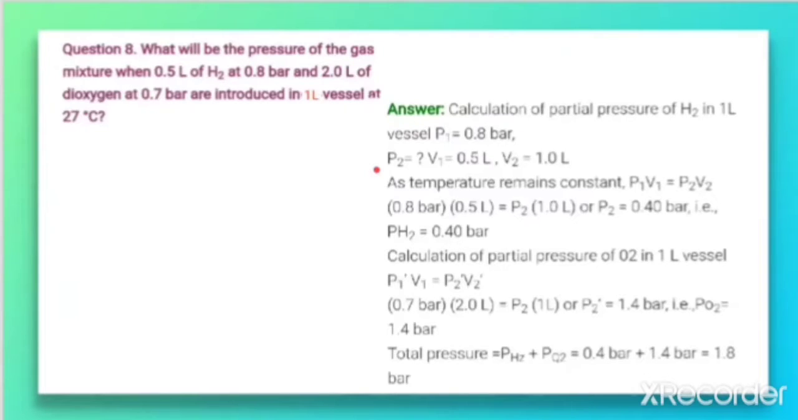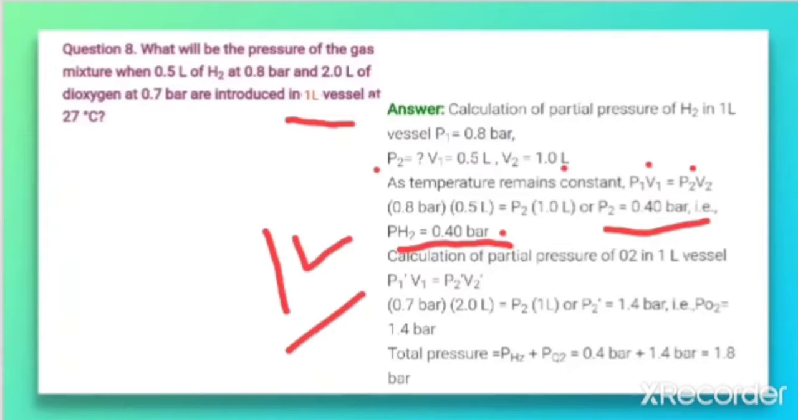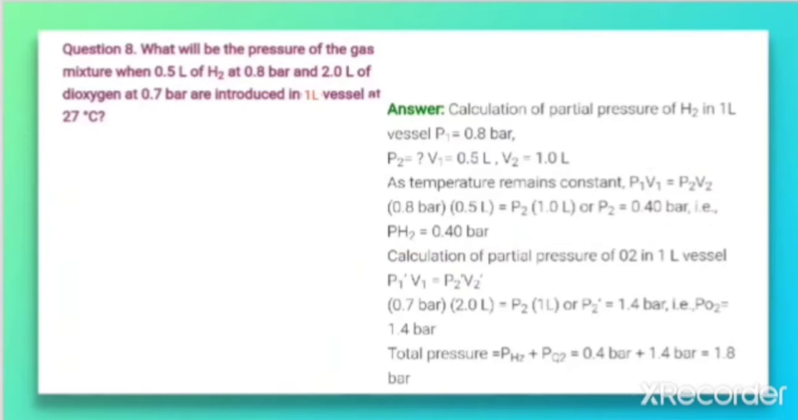What is V2 here? V2 is 1 liter, because we want to find the pressure in terms of 1 liter. So when you apply these values in this formula, what do you get? P2 is equal to 0.4 bar. We got it here, that is the pressure of hydrogen gas. So this is the pressure of hydrogen at 1 liter. The value already given was the pressure at 0.5 liter, so we have converted that pressure in terms of 1 liter volume, that is 0.4 bar.